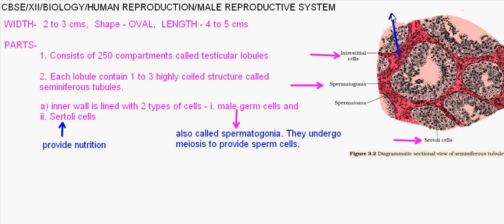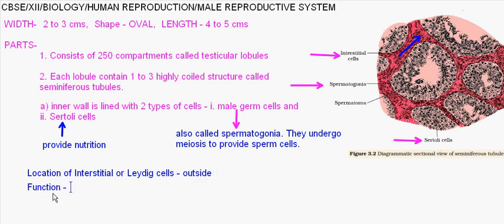Location of interstitial or Leydig cells: outside. Means outside the spermatogonia and Sertoli cells. Now coming to the function, they synthesize and produce, or secrete, testicular hormone, that is androgen.